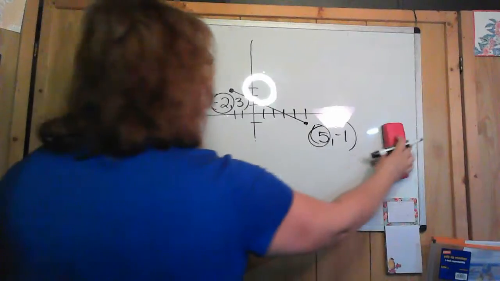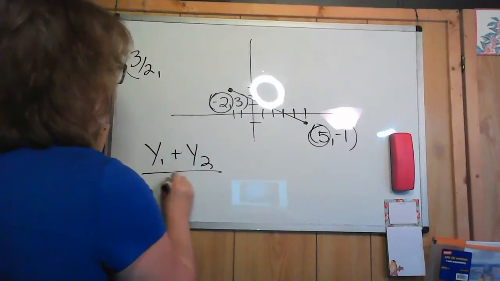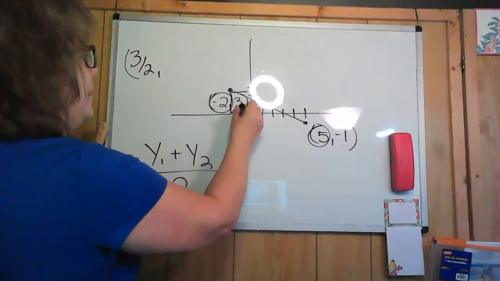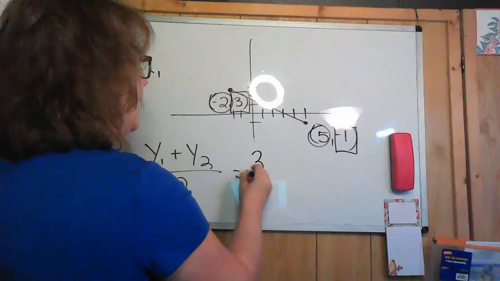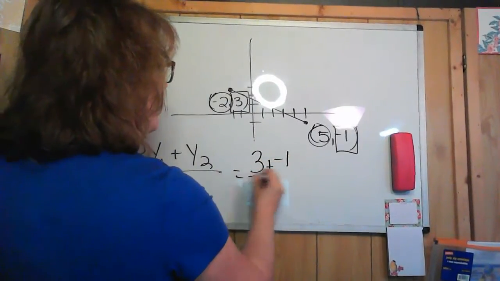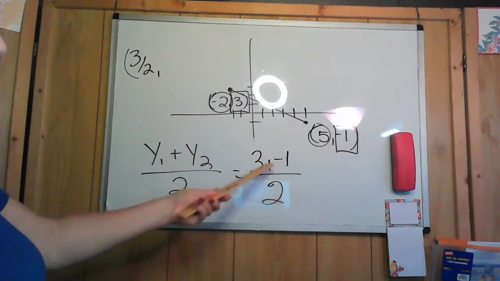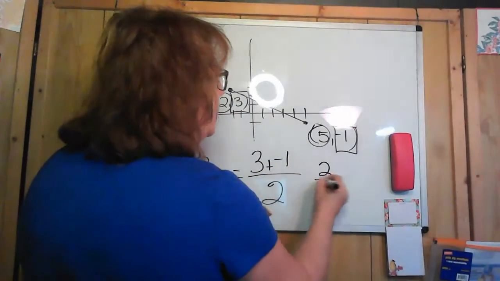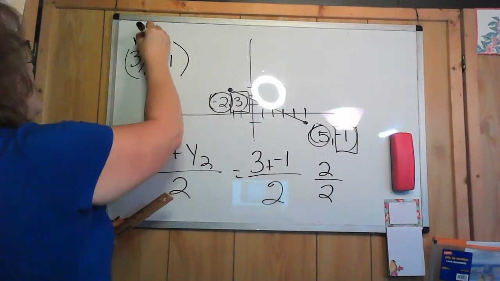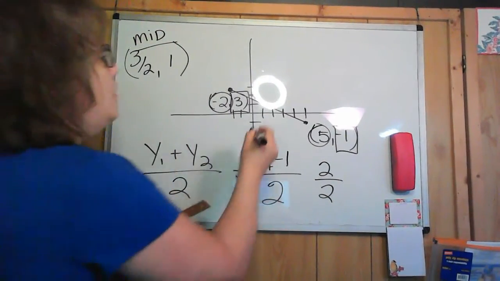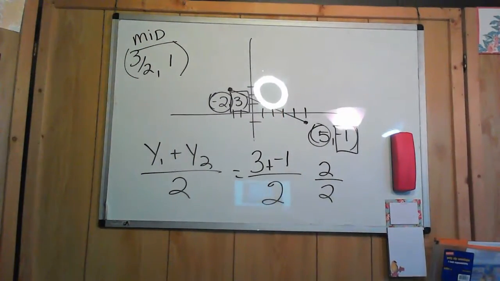Now let's do our y's. Y sub 1 plus y sub 2 over 2. I'm going to put those in boxes. And I'm going to have 3 plus negative 1 over 2. And so I'm going to have to subtract that, and I'm going to end up with 2 over 2, or 1. My midpoint is this, right there. 1 1/2 and 1. Right about there is my midpoint.